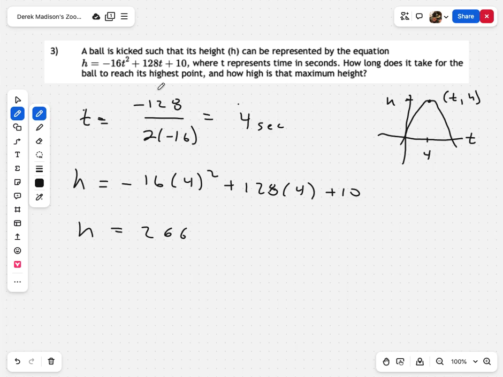Again, if you just kind of think through when it's asking for how long does it take, you know that's a time. So you're solving for that time there. How high is the maximum? So that's the y value, so you know you have to plug back in.